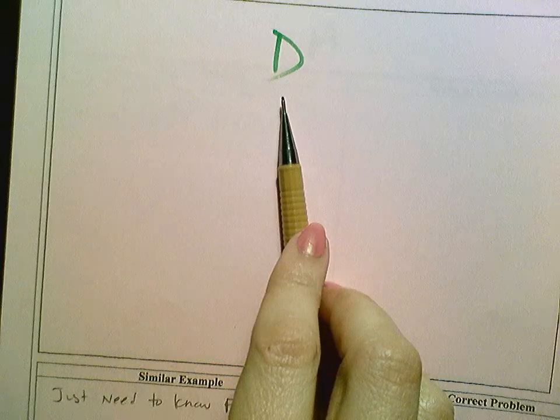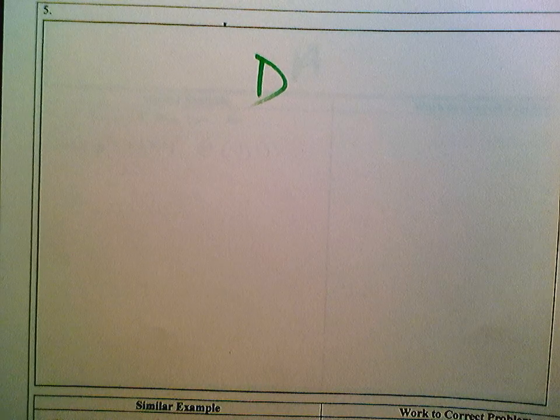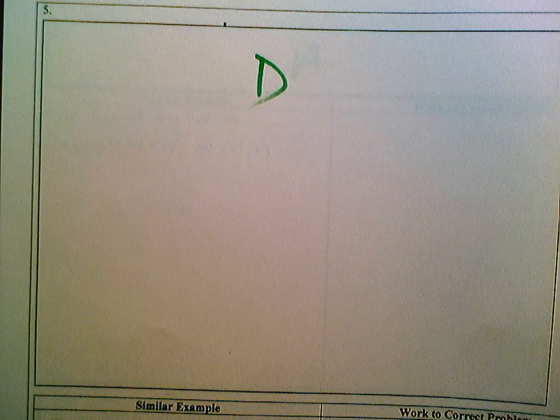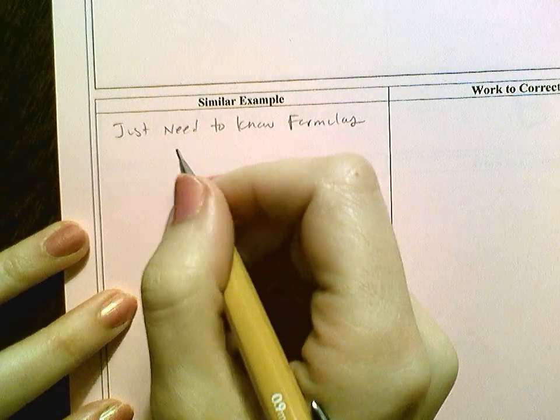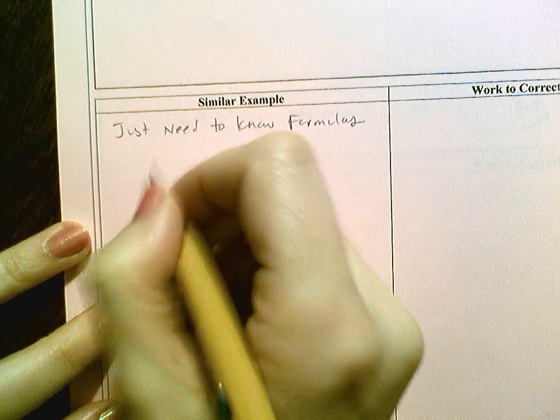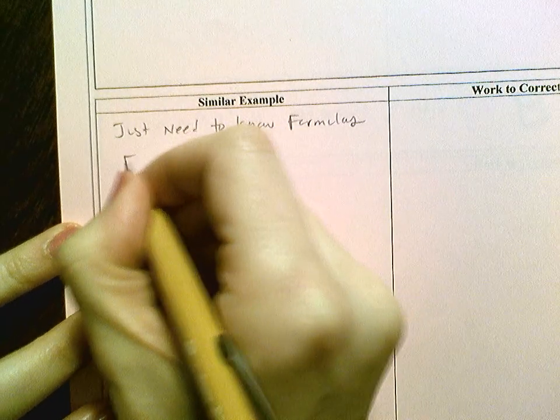So now I'm moving on. Guys, for this one, the answer is D, and you just need to know your formulas. You just need to know your formulas. And I think most of you got this, and if you didn't get it, it was just because you made a little mistake. So here you just need to use, okay, so let's just write this down.